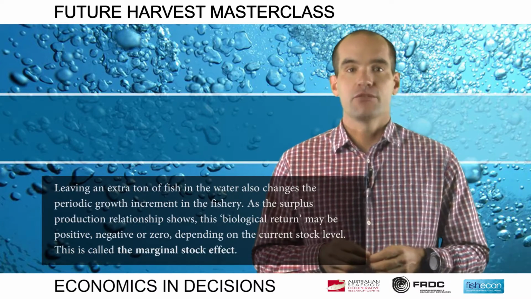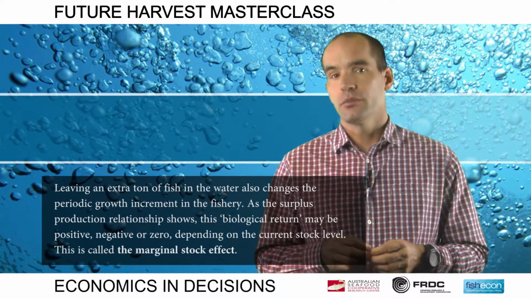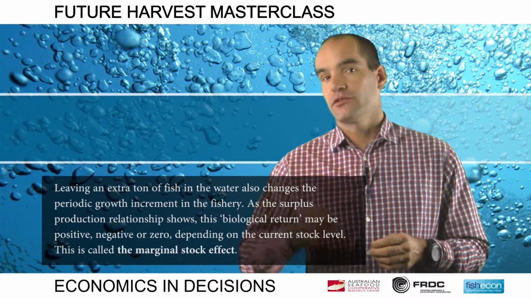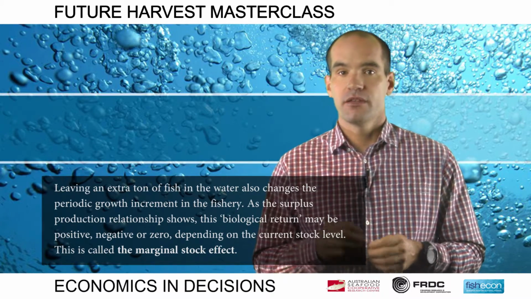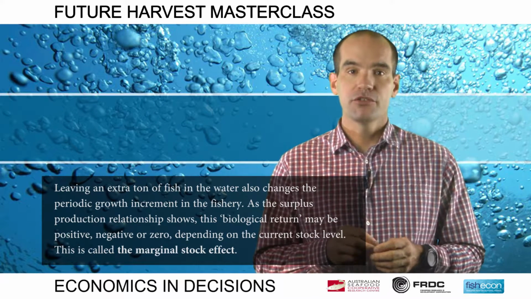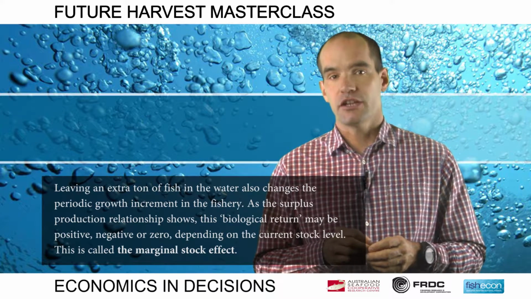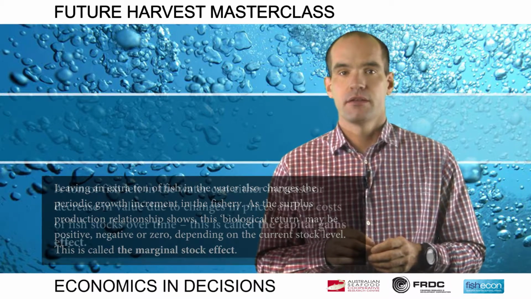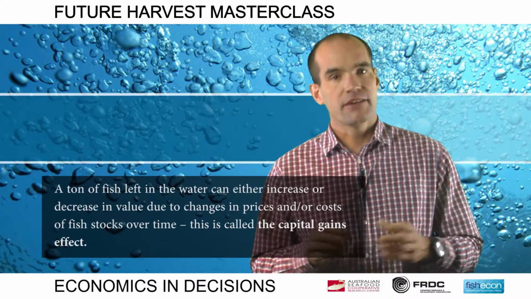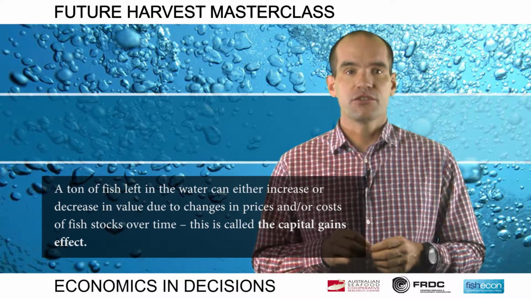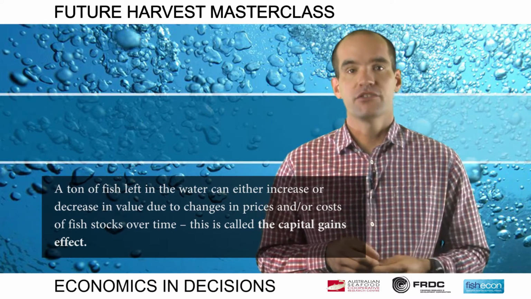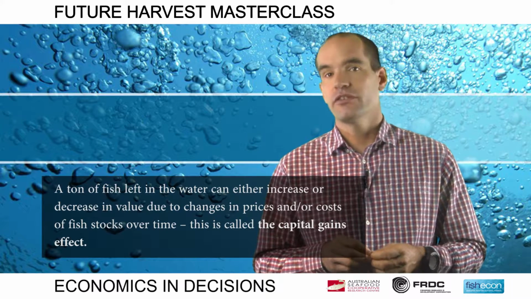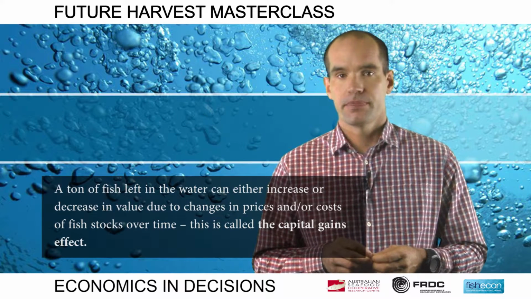Leaving an extra tonne of fish in the water also changes the periodic growth increment in the fishery. As the surplus production relationship shows, this biological return may be positive, negative, or 0 depending on the current stock level. This is called the marginal stock effect. A tonne of fish left in the water, lastly, can either increase or decrease in value due to changes in prices and or costs of fish stocks over time. This is called the capital gains effect.